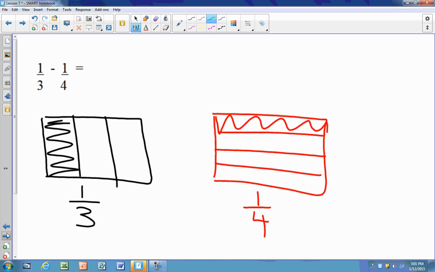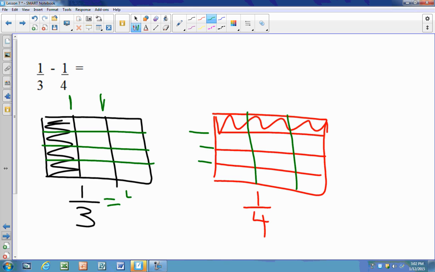And now I'm going to go in and put, once again, my 1, 2, 3 lines. So I have 1, 2, 3 lines. And then I have to put 1, 2 lines over here. And now I see that I have a total of 4/12 shaded. And I have a total of 3/12 shaded.